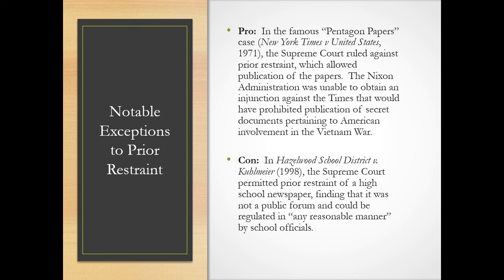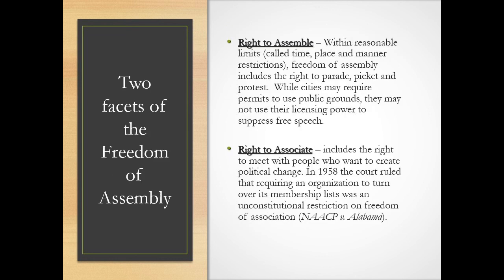A counterexample, on the other side, is a high school newspaper. A high school newspaper isn't considered a public forum, and it can be regulated in a reasonable manner by high school officials. Assembly. So this is another issue, right? The right to assemble actually has two elements, the right to assemble, but also the right to associate. So freedom of assembly is the right to assemble within reasonable limits that are called time, place, and manner restrictions. Freedom of assembly includes the right to parade, to picket, and to protest. While many cities require permits to use public grounds to have a parade, they may not use their licensing power to suppress freedom of speech.